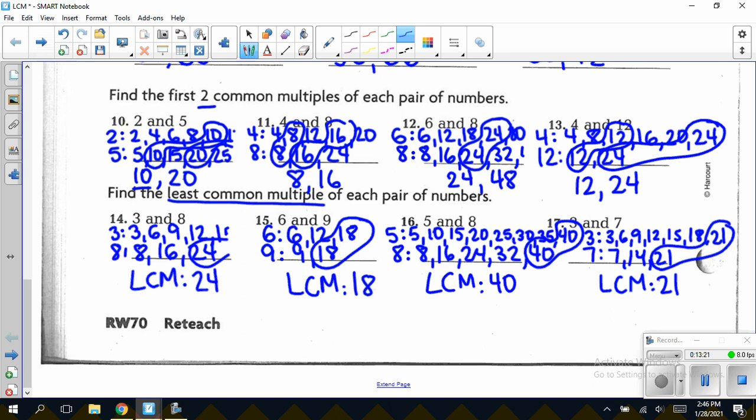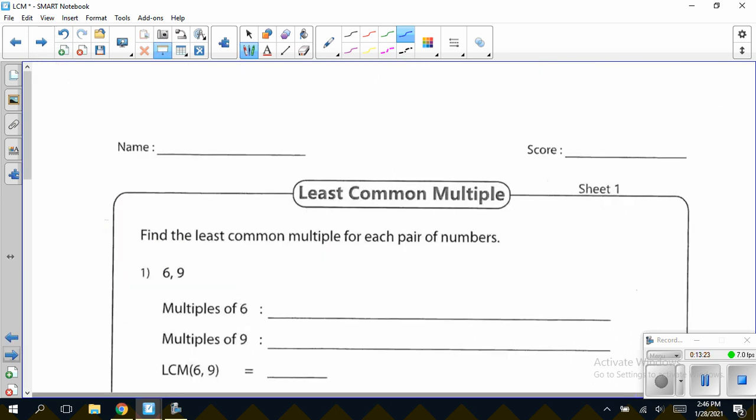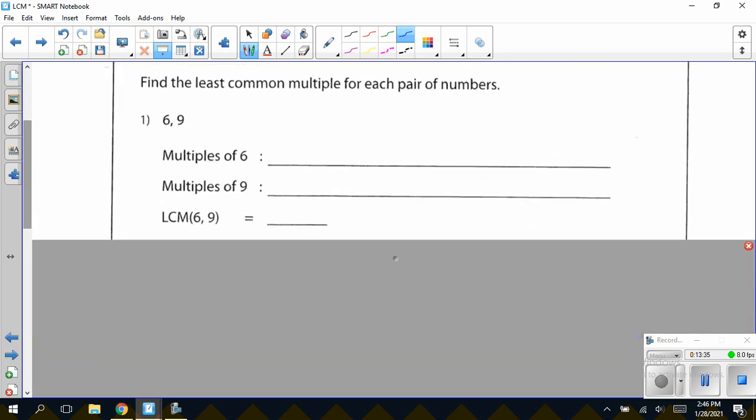Moving on, I do have a few more examples that I would like to do together, and then I'll show you what you need to do for homework. For this first one, notice I only want the LCM, and this is very similar to what your homework will be like for this lesson. So for number 1, listing my multiples of 6, and again, if you have these written down, you don't need to keep writing them down. You can just look at your list that you have.